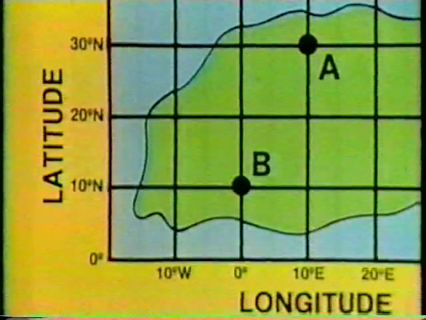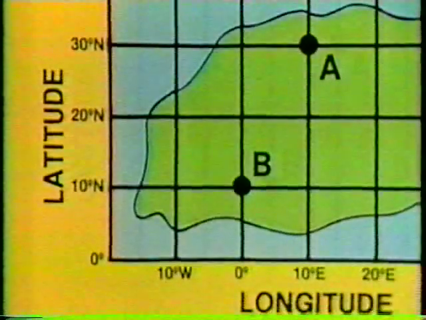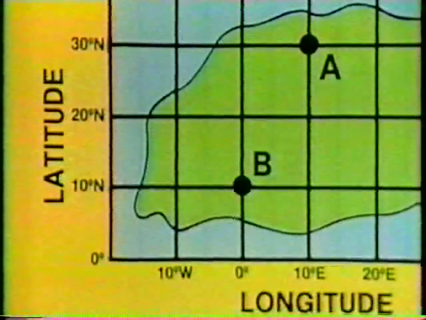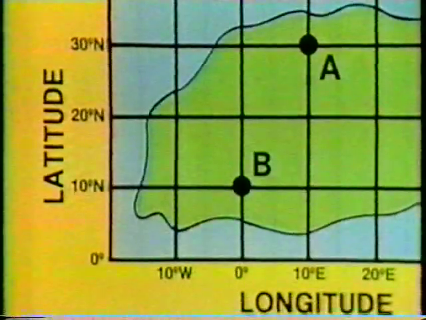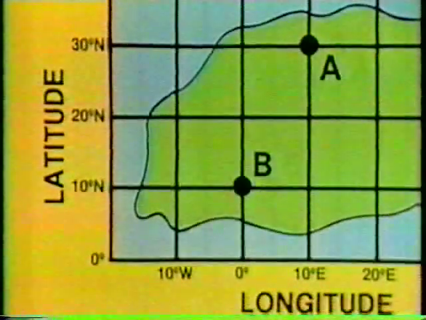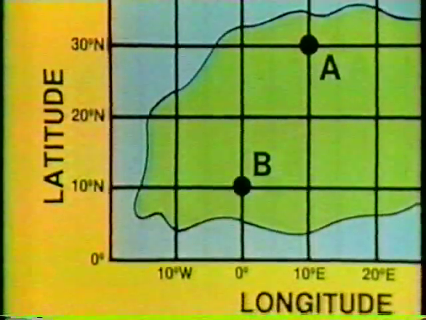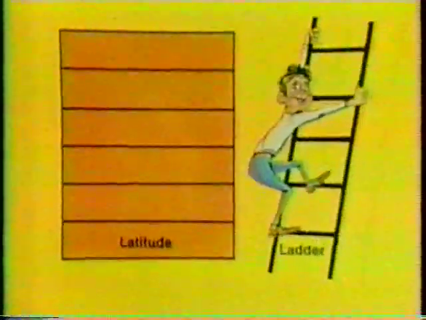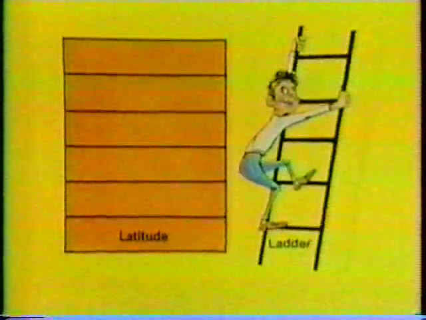Point A is correct. How many degrees of latitude are between points A and B? There are 20 degrees of latitude between the two, since we start at 10 degrees north and stop at 30 degrees north. Can you remember which lines on a grid are the latitude lines? One student said the lines of latitude on a grid reminded him of a ladder. It might help you also to think of a ladder of latitude lines.